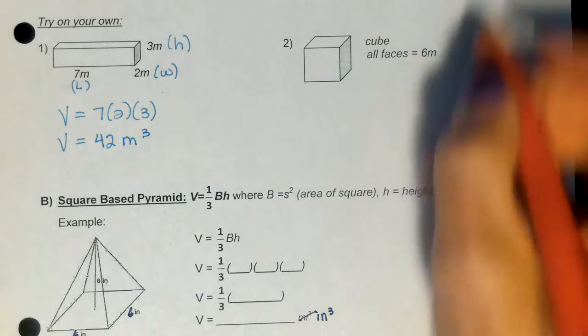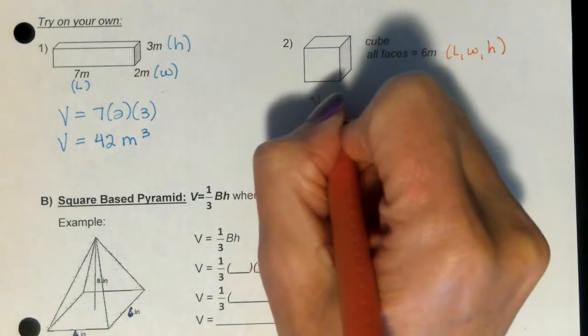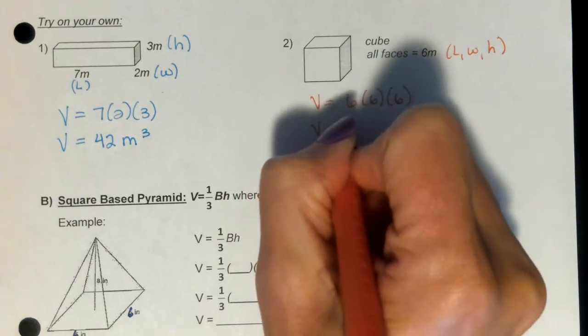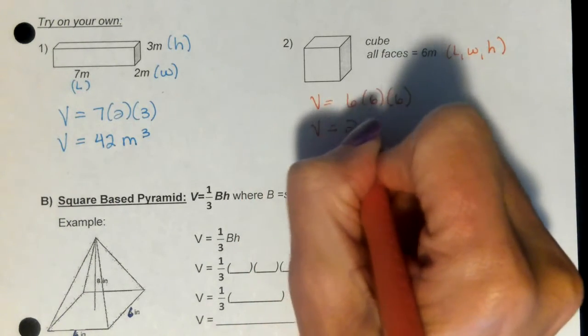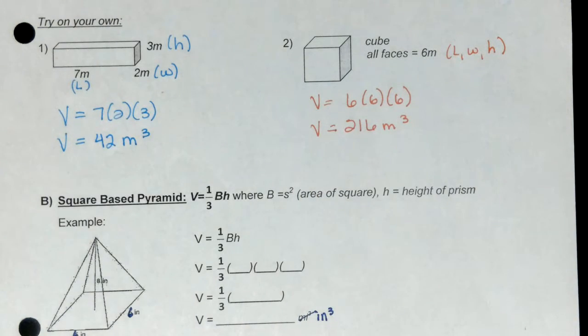Now, when we're talking about a cube, remember, this is length, this is width, and height, all 3 of them. So our volume is 6 times 6 times 6. So we get a volume of 216 meters cubed. All right, so that's the easiest formula probably that we have.